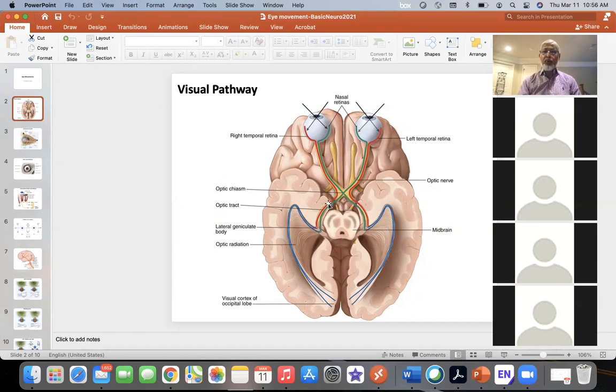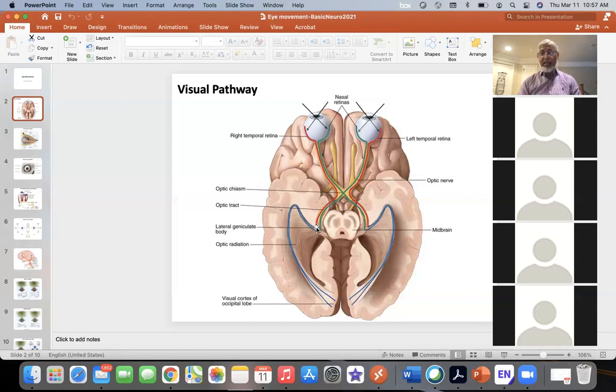Anyway, do you know the light reflex? Do you know what is light reflex? Anyone? No, you don't know light reflex? Okay. So what is this one? This is optic nerve, right? And this is optic chiasm, and this is optic tract. So now the optic tracts, where do they come? They come to the thalamus in the lateral geniculate body, right? Lateral geniculate nucleus is located in thalamus.